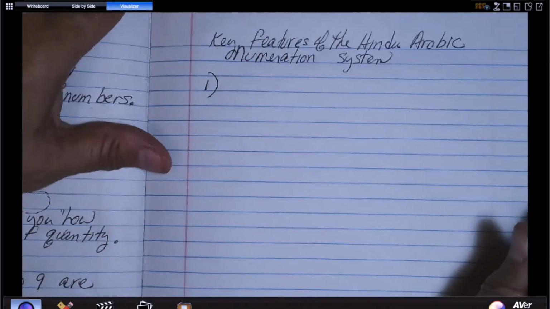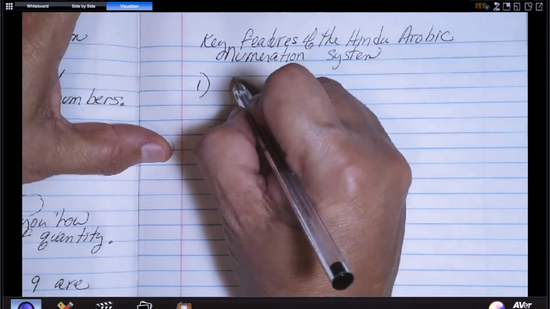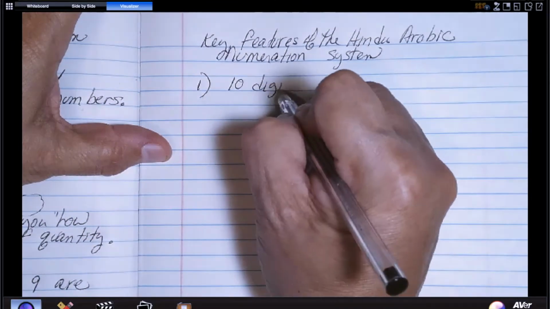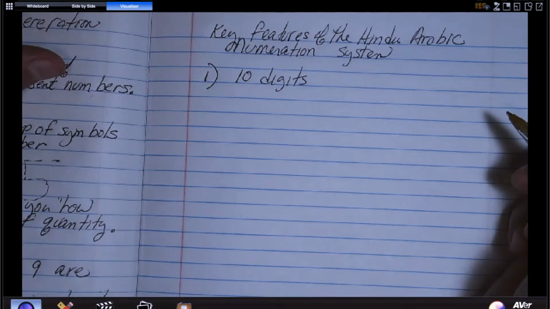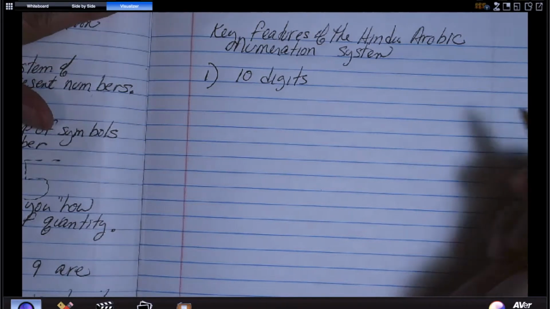So the Hindu-Arabic numeration system has 10 digits. The digits, starting with 0, so 0, 1, 2, 3, 4, 5, 6, 7, 8, 9, and we combine those digits together to make numbers.